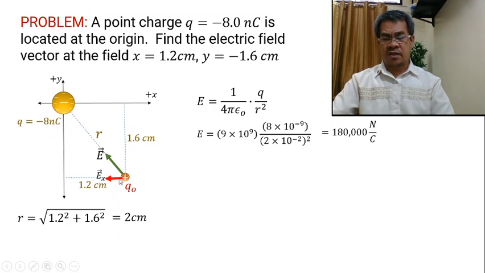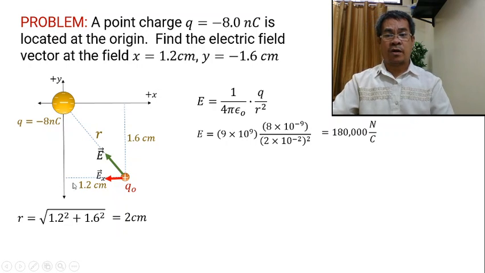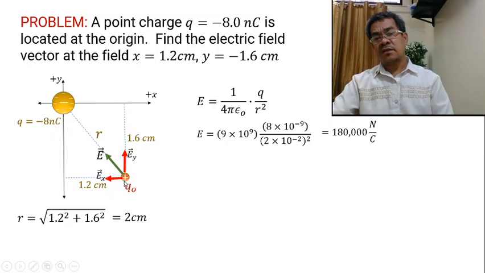Now next, there are two ways. The first method, because we have this, we can solve for the unit vector. Or take note that this is the vector E. It has two components, along x and along y. Take note that the components of a vector are also vectors. So therefore, this is towards the negative x-axis, and this is towards the positive y-axis.